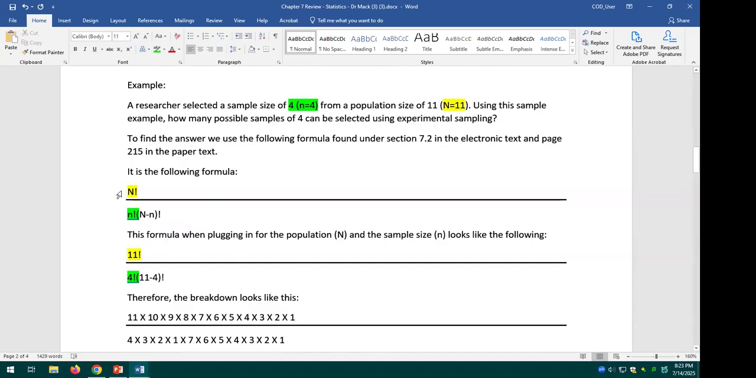So whenever you have an exclamation point, it means the number you have times the number below it all the way down to 1. So N, which is the 11, right here by itself, if I string this out, this is 11 times 10 times 9 times 8 times 7 times 6 times 5 times 4 times 3 times 2 times 1.